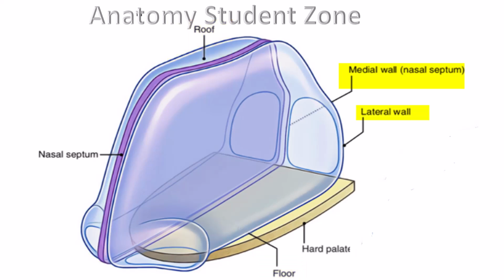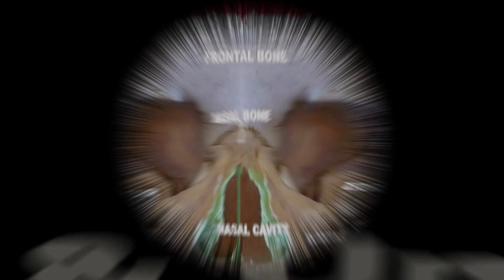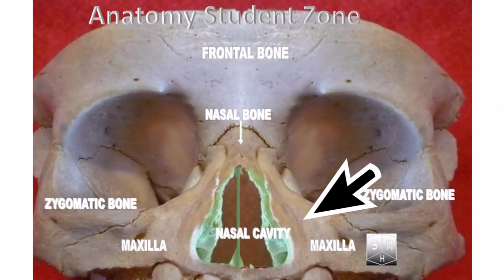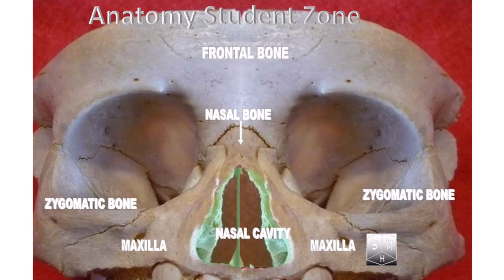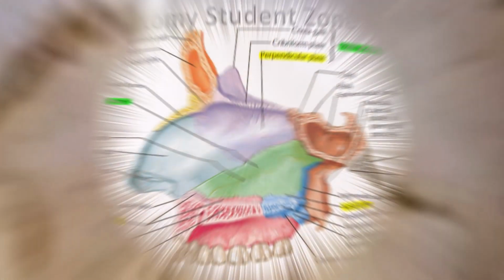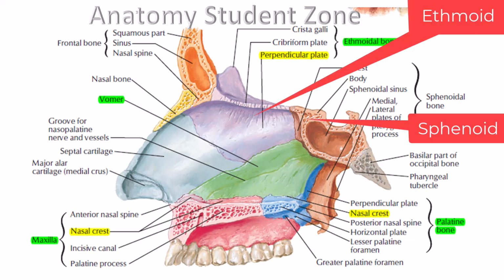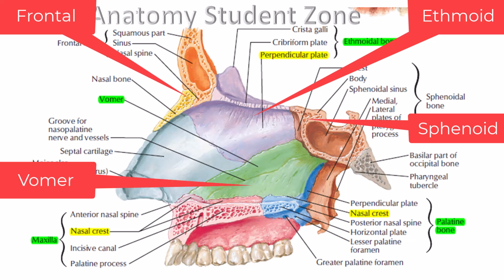Before I describe the walls of the nasal cavity in detail, you should know that there are 12 cranial bones in total that contribute to the nasal cavity structure. And what are these bones? These are the paired ones and the unpaired ones. Paired bones that contribute to the nasal cavity are the nasal bone, maxilla, palatine, and lacrimal bone. The unpaired bones that contribute to the nasal cavity are the ethmoid, sphenoid, frontal, and vomer bone.